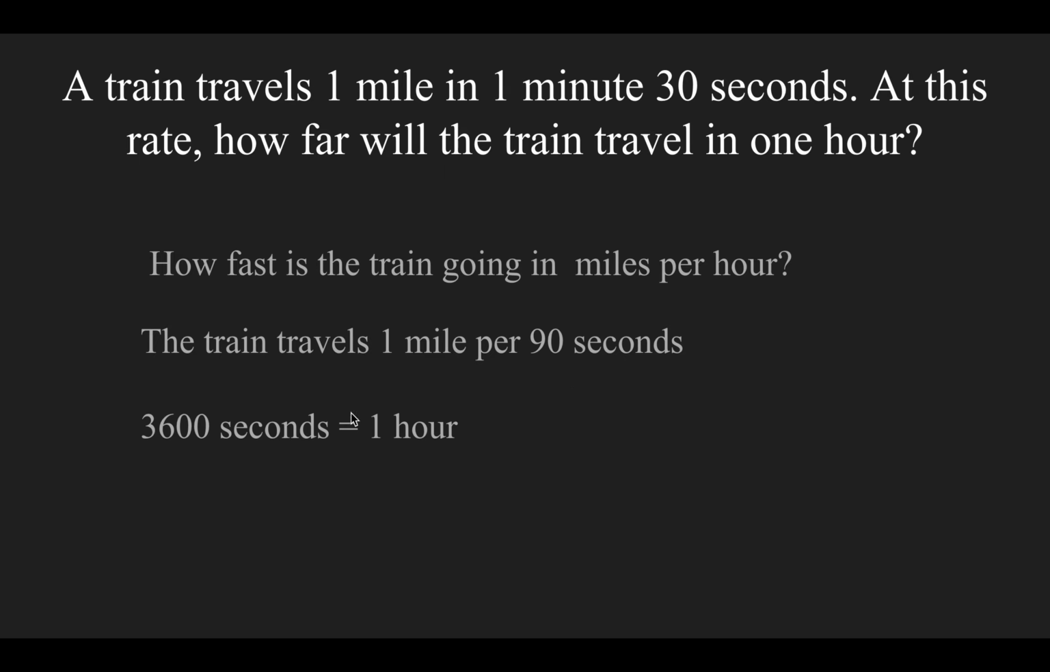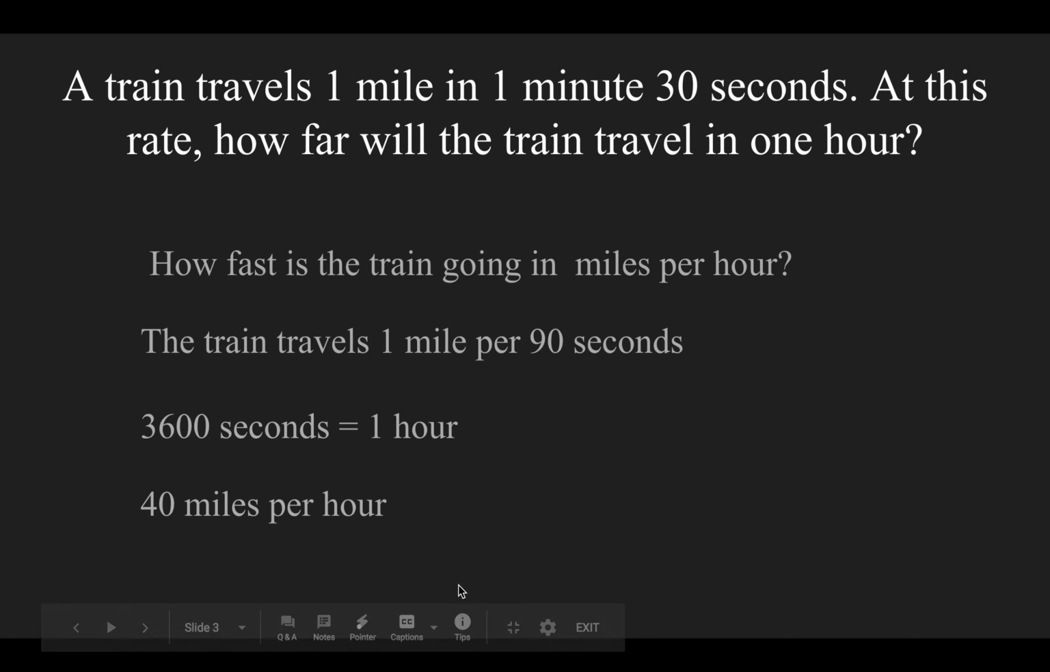So I know that 3,600 seconds equal 1 hour, right? Because my goal is just going to be to convert this 1 mile per 90 seconds into miles per hour. So in order to do that, I need to know how many seconds are in 1 hour. Well, I know that 3,600 seconds are in an hour because 60 seconds times 60 minutes equals 3,600. So all I need to find out is how many 90-second intervals are in 3,600 seconds. And that answer is 40.